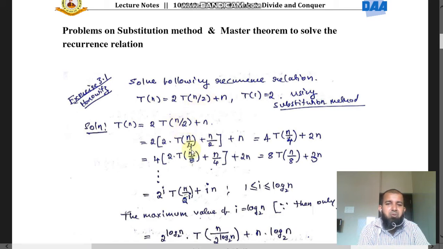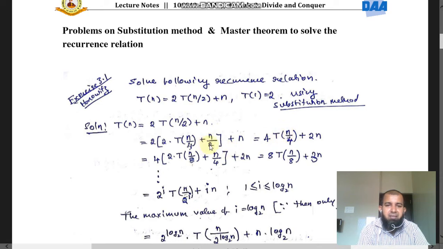N by 2 into 2 means what? N by 4 plus n. Here n means n by 2, then plus n, write as it is. So this part, T of n by 2, replace with this and substitute. Then you simplify: 2 into 2 is 4, then T n by 4 plus 2 into n by 2. 2 and 2 get cancelled, n is remaining.